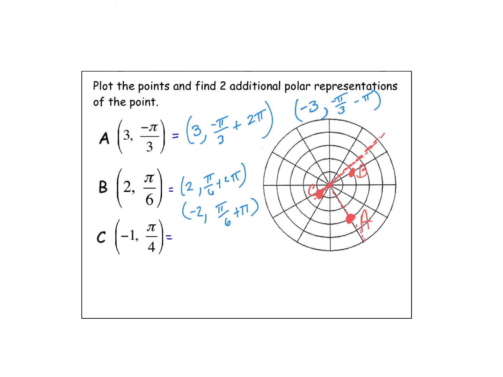Negative 1 comma pi over 4 could go negative 1 comma pi over 4 plus a 2 pi, or positive 1 pi over 4 plus a pi. So same idea if I wanted to test this out with point C. With my pi over 4 angle, I put that in the red line, then I walk backwards to get to C because it was a negative 1 radius. So if I do a 5 pi over 4, I go around counterclockwise until I get to 5 pi over 4, and my radius is a positive 1 there. So I'd go in that direction. Okay? So those are all equivalent forms for the same point.